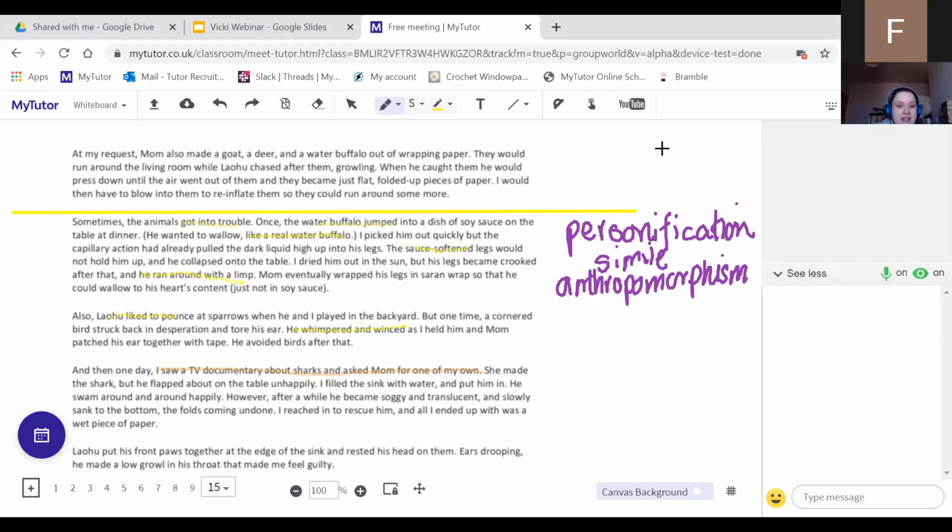"She made the shark, but he flapped about on the table unhappily." Again, we've got loads more personification. "Filled the sink with water and put him in. He swam around happily." Got some repetition of "around" there. "However, after a while, he became soggy and translucent and slowly sank to the bottom." So we've got some sibilance going on.